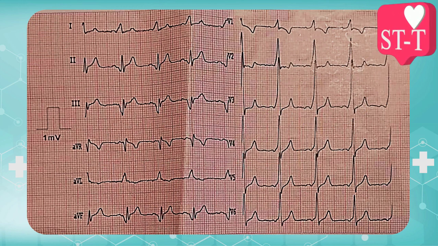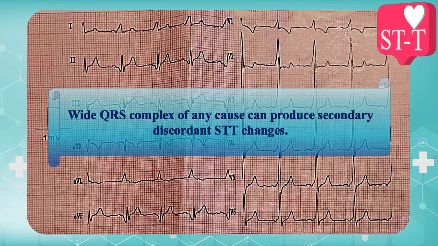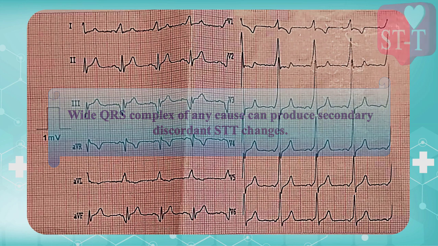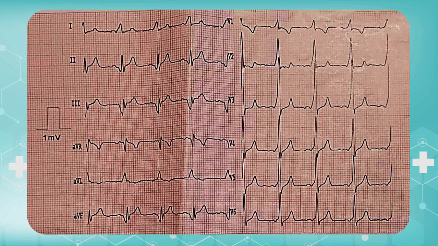There are widespread subtle ST depressions in precordial leads, with concomitant isolated T wave inversion in AVL. As we said previously, wide QRS complex of any cause can produce secondary discordant ST-T wave changes. For more information about causes of secondary ST-T wave changes, tap the link in right upper corner. The last thing is overall interpretation.